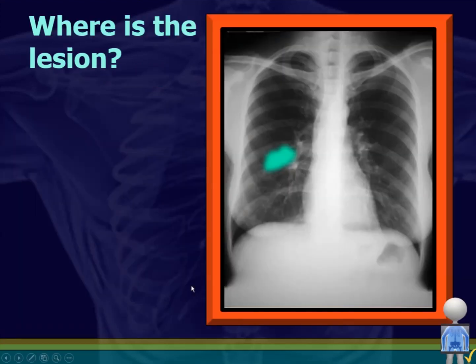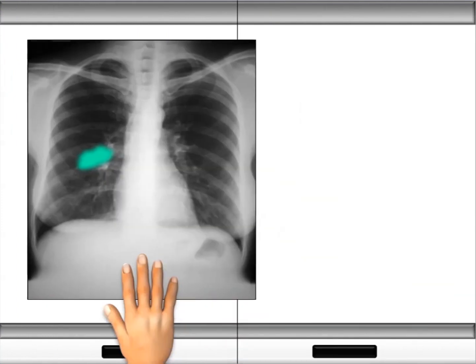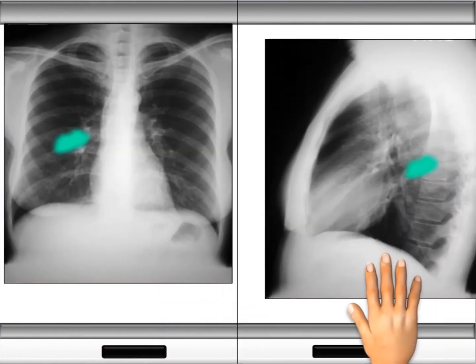So where's this lesion? You look at this chest film, you say, okay, I've got a lesion, it's on the right side. It could be in the right middle lobe, it could be in the right lower lobe. I don't know where it is. Okay, so we'll throw that up on the light board. Let's take a look at our PA and lateral and see if we can determine.